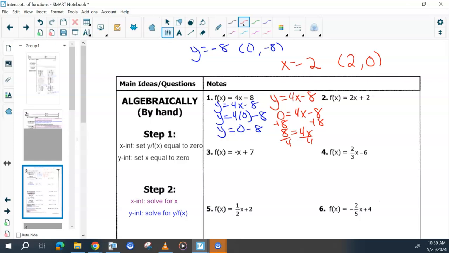Let's do one more for lunch. For number 2, I'm going to again rewrite this: y equals 2x plus 2. Without solving, what would the y-intercept be? You can look at the y-intercept of our equation to find that. 2. So I could write that as what? (0, 2). Just by looking at that last number.